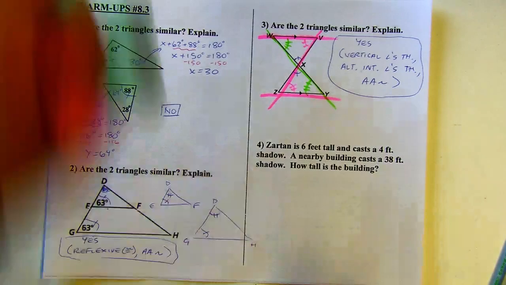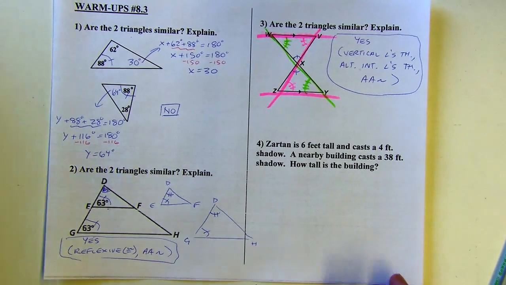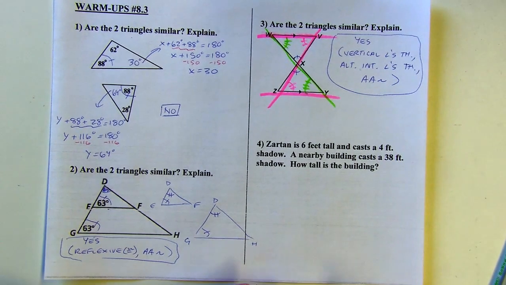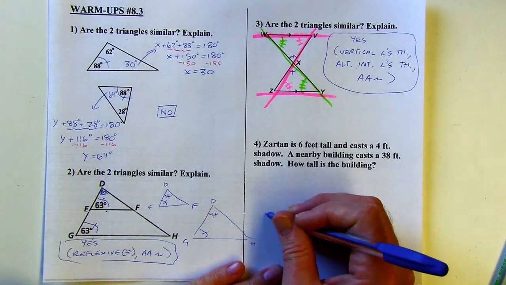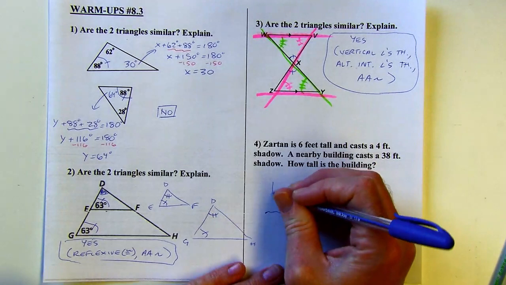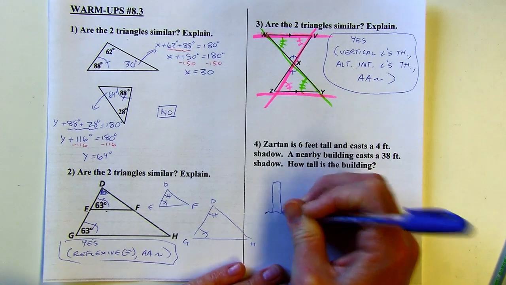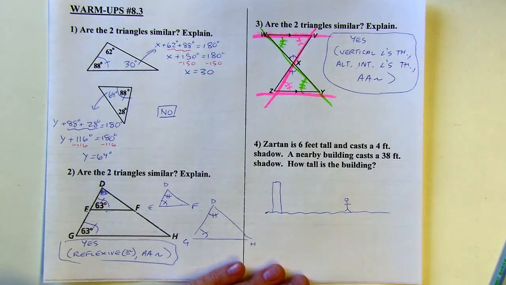Okay. All right. Last problem. Zartan is 6 feet tall and casts a 4-foot shadow. A nearby building casts a 38-foot shadow. How tall is the building? There's no picture here, so I'm going to draw my own picture to organize the info. So there's the ground. So let's see. We have a building in here. So here's my building, and then Zartan is a person. So there's my person. There's Zartan.